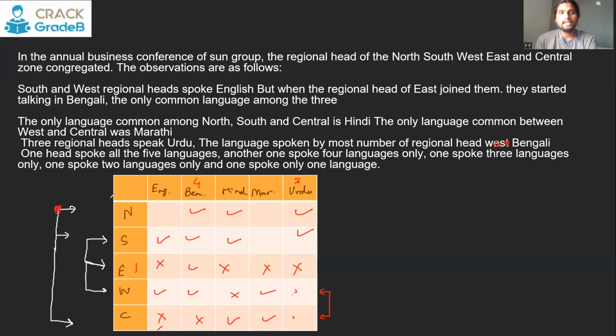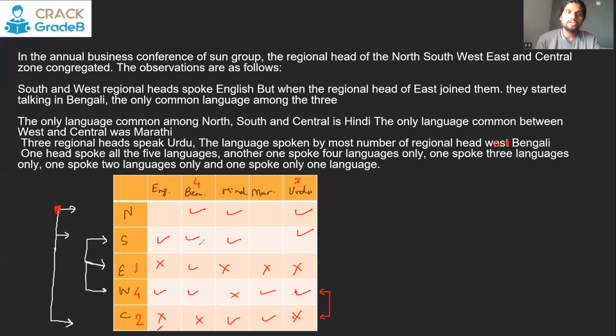That is, the only common language between North, South, and Central is Hindi. So for North, South, and Central, the common language cannot be Urdu. So Urdu is not spoken by Central. That means Urdu is to be spoken by the West. So the West person is speaking 4 languages, and the Central person is speaking 2 languages. Now we are left with the person with 3 languages and the person with 5 languages.